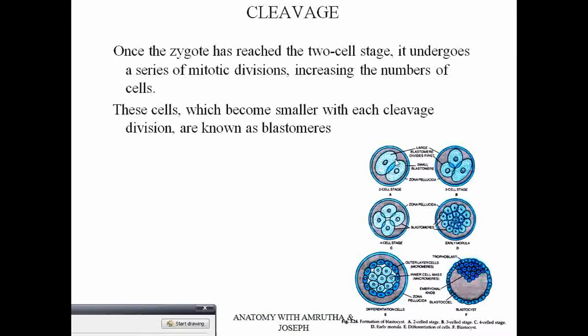Once male and female gametes join to form the zygote, it is going to divide. Once it reaches the 2-cell stage, it undergoes a series of mitotic divisions, increasing the number of cells. These cells, which become smaller with each cleavage division, are known as blastomeres. As the cell divides, the size of the cell is getting reduced, and all of these are called blastomeres.